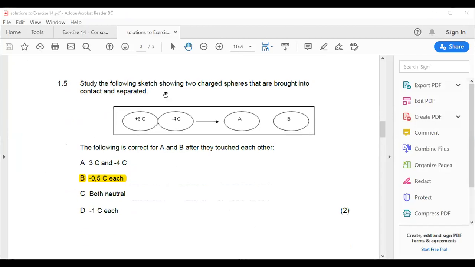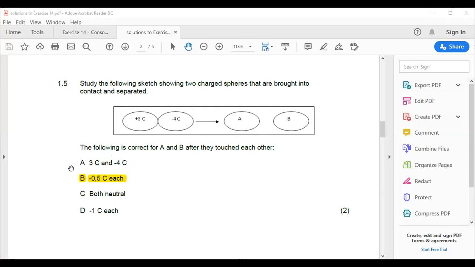1.5, study the following sketch showing two charged spheres that are brought into contact and separated. Right, so you've got 3 coulombs and the minus 4 coulombs. They are attracting, so they are sharing charges here. The following is correct for A and B after they've charged each other. So basically you're going to have to add the 2. So you're going to add the 2, minus 4 plus 3, which gives you -1. -1 coulomb divided by 2, which gives you -0.5 coulombs each.